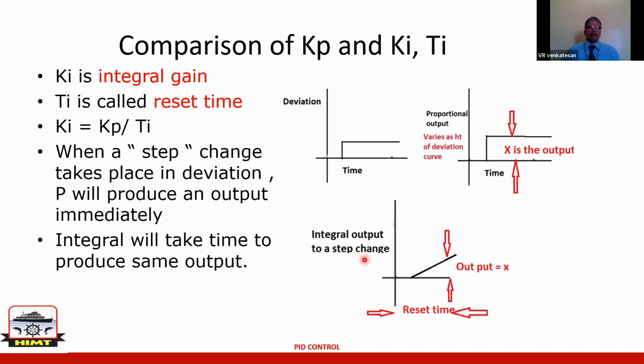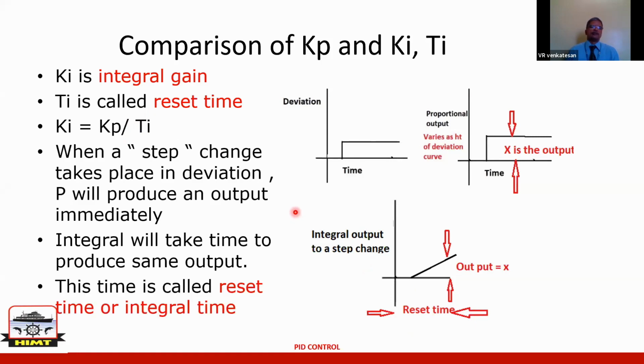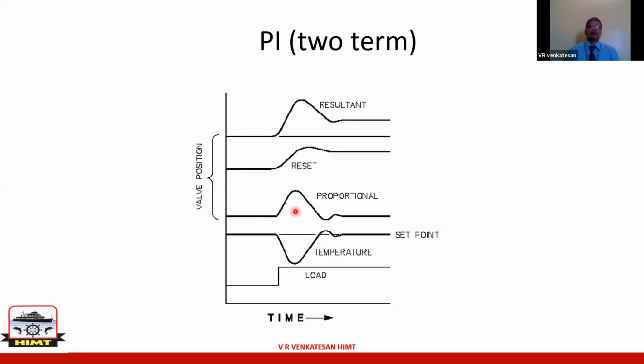So if you feel it is taking too much time, then in your controller you should reduce this value, which is called the integral time. This value. If you reduce the reset time, you will recover the zero error condition faster. That is the purpose of this. Okay, shrinking and swelling we will cover in a different class. That comes later. So this is P plus I.